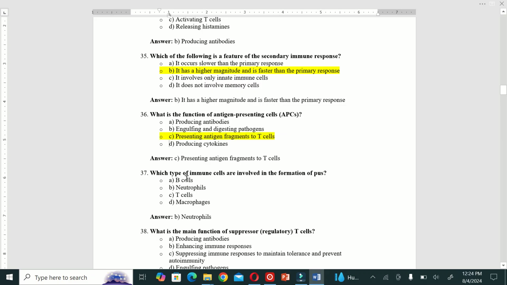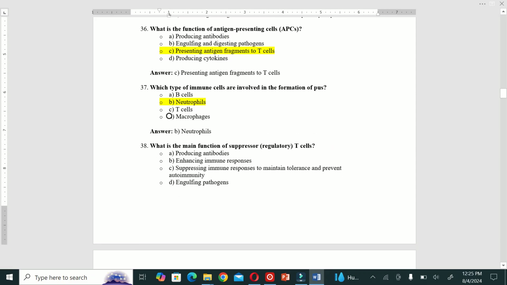The next MCQ is: which type of immune cells are involved in the formation of pus? A. B cells. B. Neutrophils. C. T cells. And D. Macrophages. So the correct option is B. Neutrophils.